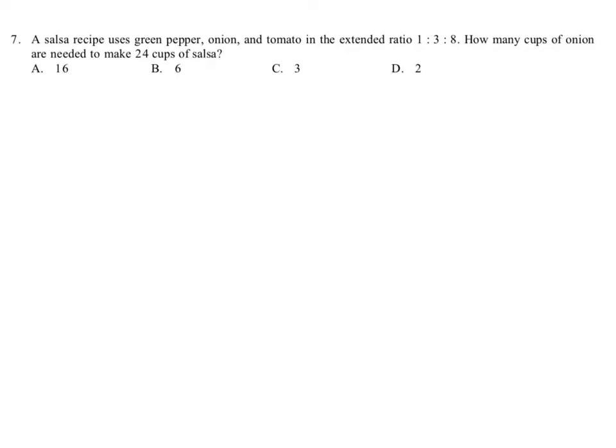All right, just like the rest of these, we are setting the ratio, the extended ratio in this case, as all of those values, 1 multiplied by x. 1x, since it's a 1 to 3 to 8 ratio, it's 1x to 3x to 8x. And what are we doing with those? We're adding them all together and setting them equal to what we know to be the total number of, in this case, cups of salsa, which is 24 cups.